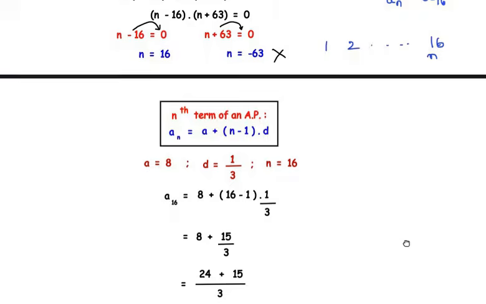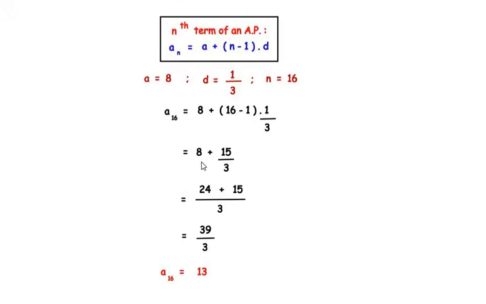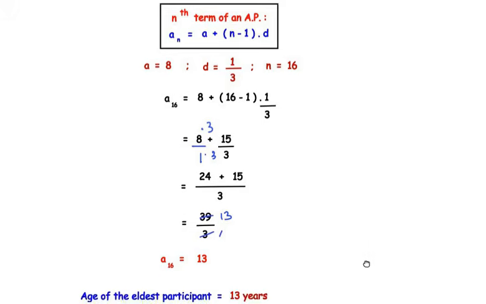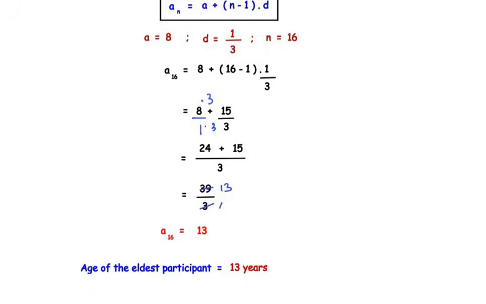Now here let us take a common denominator. So here 8 can be written as 8 over 1, and let us multiply this by 3: 8 times 3 and 1 times 3. So 8 times 3 gives us 24 plus 15 over a common denominator, that is 3. So 24 plus 15 gives us 39 over 3, and 3 divides 39: 3 1 times is 3 and 3 13 times is 39, giving us the age of the eldest child who participated in this painting competition as 13 years. So here we have written the age of the eldest participant as 13 years. So this is going to be our answer.